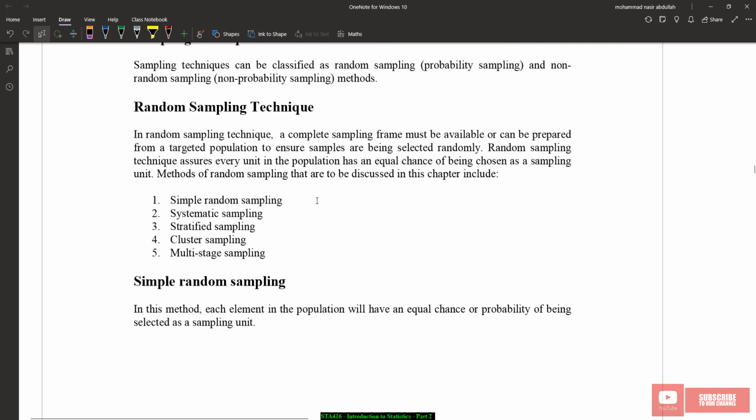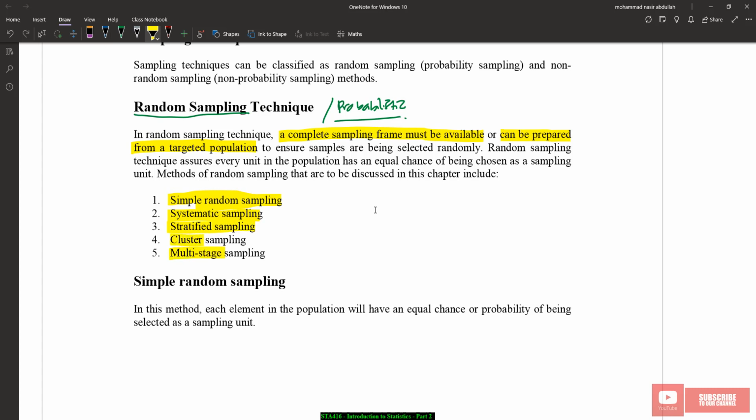Now let's move to the sampling techniques. As I mentioned just now, there are 5 sampling techniques that we're going to focus on under random sampling techniques, another name for which is probabilistic sampling techniques. In random sampling techniques, a complete sampling frame must be available or can be prepared from a target population. Let's recall the definition of sampling frame: a list of all members in the population consisting of their information. So when we select the sampling unit, we can go to the target sampling unit easily.